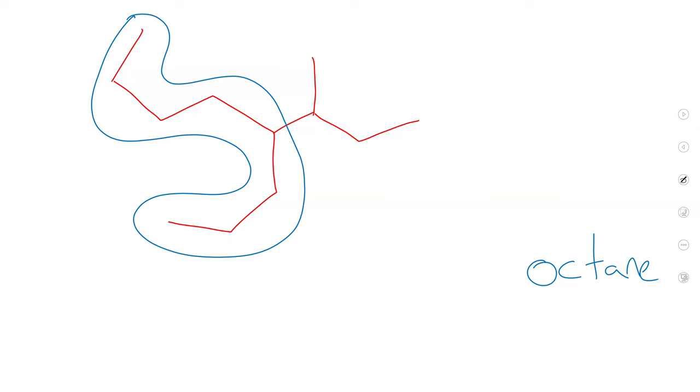We have a single branch coming off of the octane, right? But it's a complicated branch, meaning it's not one straight chain coming off of the main parent group. Would it be like ethyl dimethyl or methyl diethyl? What?